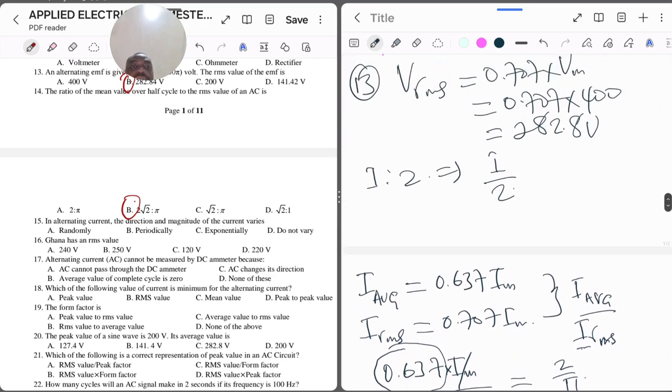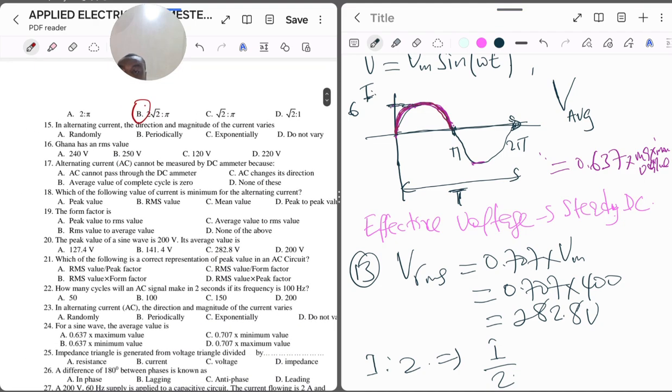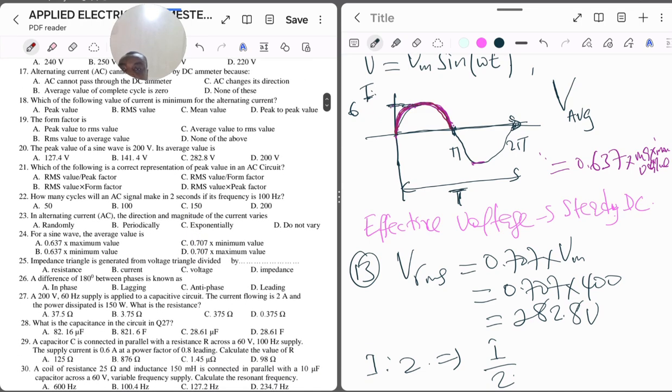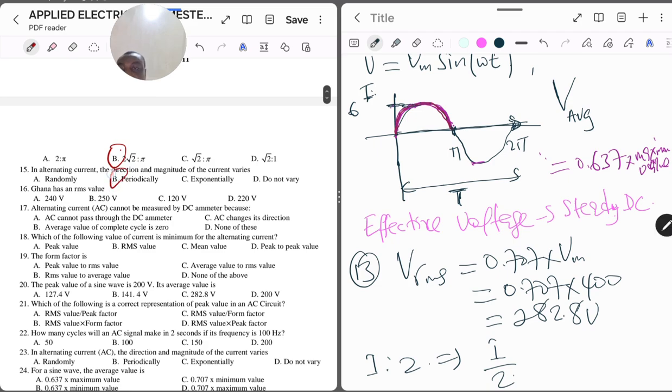If you look back again, you can see here, right? In terms of this, it varies periodically in terms of time. Remember, we even have T here, right? For a complete circle, we look at the time. So it tends to vary periodically when we talk about an alternating current. So for question 15, the answer here is B, or periodically.